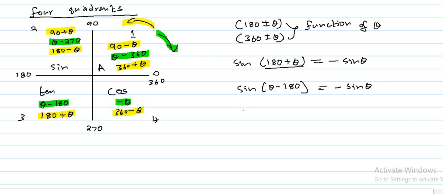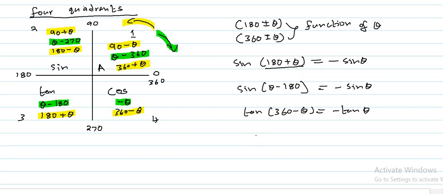What happens now when you are given the tan of 360 minus theta? Which quadrant is 360 minus theta? 360 minus theta is quadrant number 4, and tan is negative. So this will be the same as negative the tan of theta.